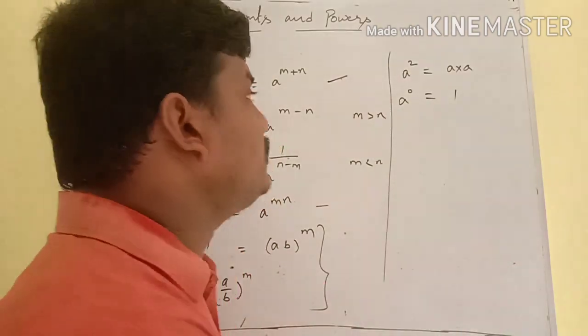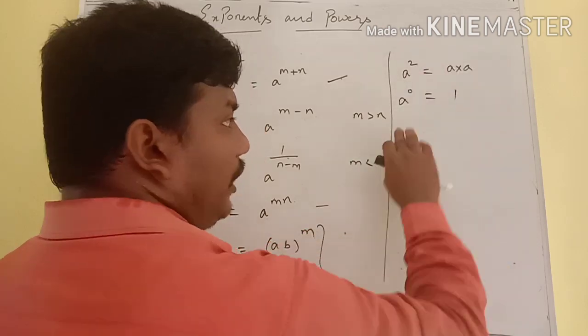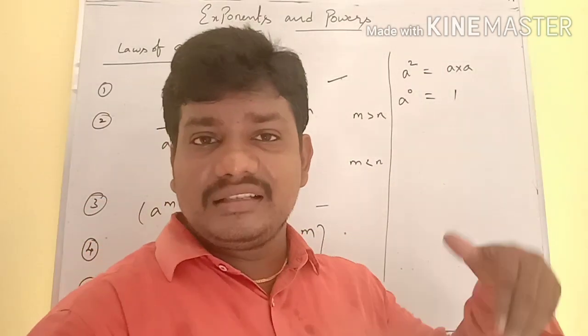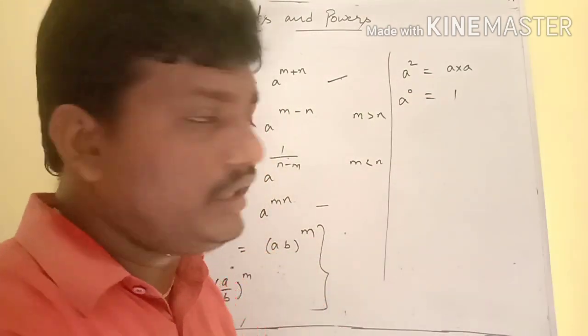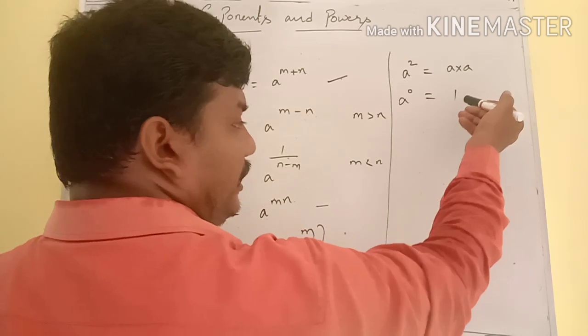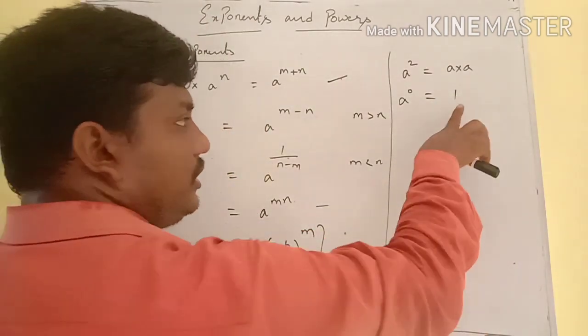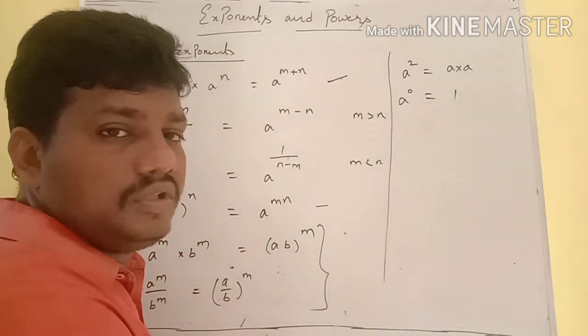We know that an exponent is nothing but a product, so a power 2 in exponential form is a into a. Under the product condition, if no value is there, then the multiplicative identity exists. Under the multiply condition, if no value is there, it is the identity. That's the reason why we take a power 0 equals 1.